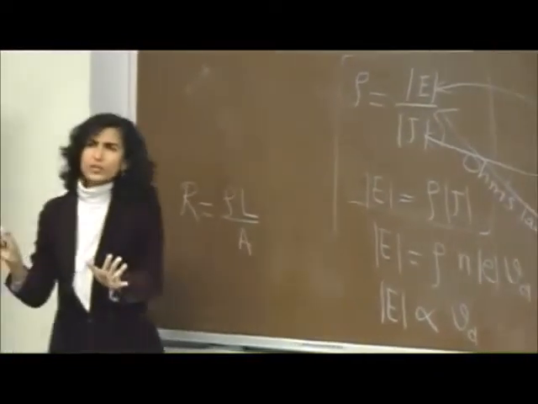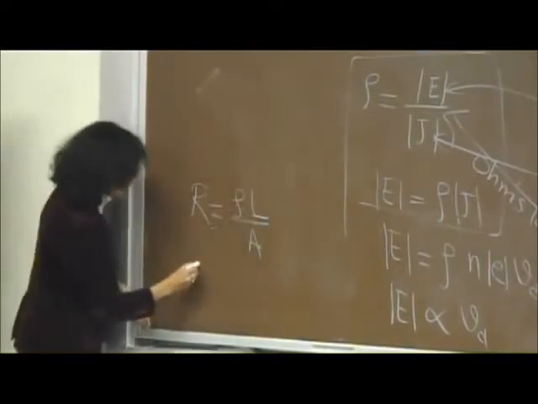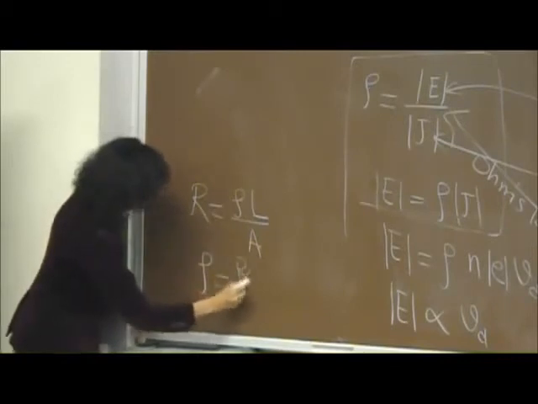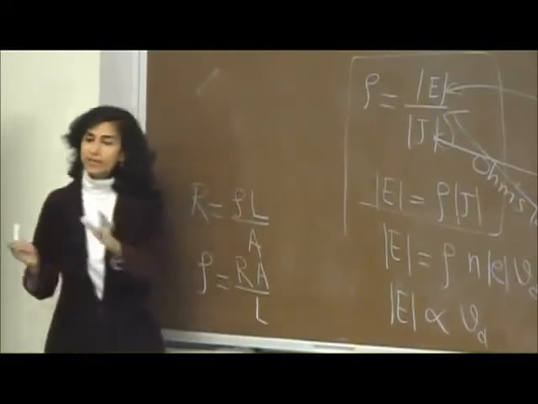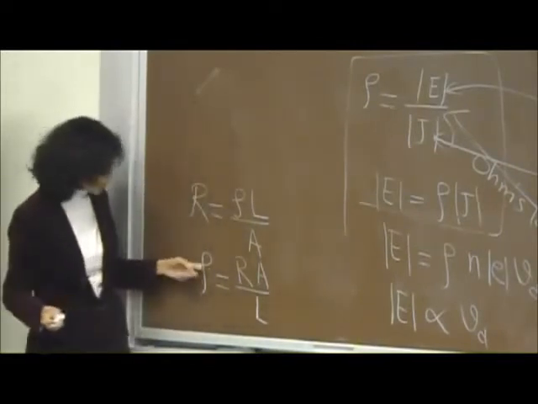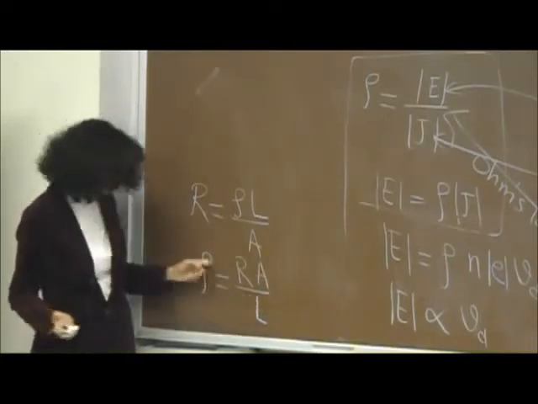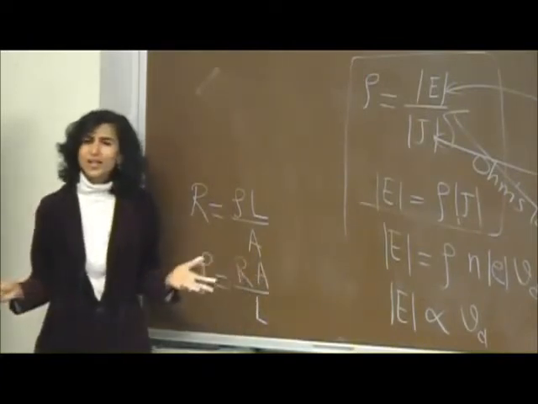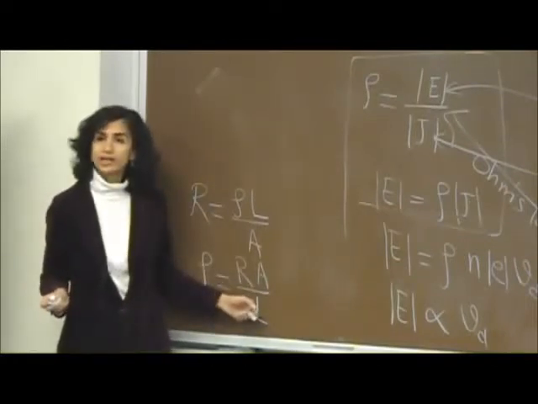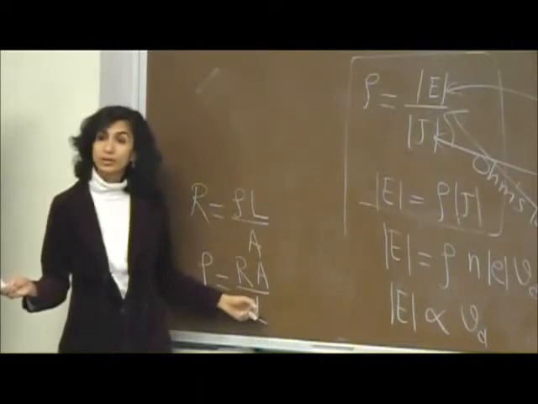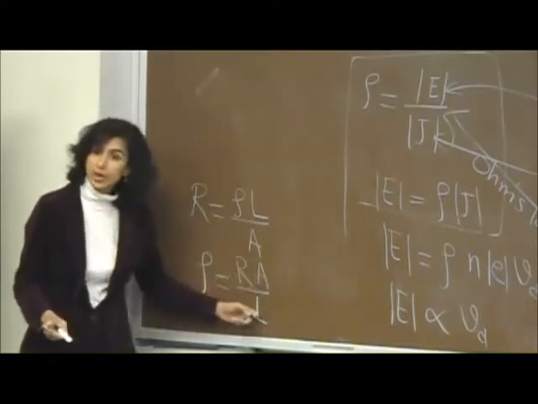But the point that I'm trying to make is that in this equation, I'm free to write rho is equal to R A over L. But if in the exam you have a question that says, does rho depend upon the area of cross section? Does rho depend upon L? Or does rho depend upon R? Is the answer yes or no? The answer is no. Rho does not depend upon the area of cross section and rho doesn't depend upon L.